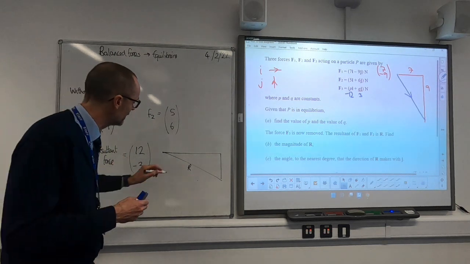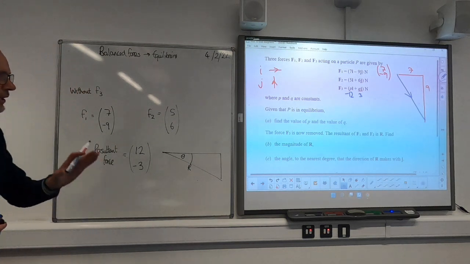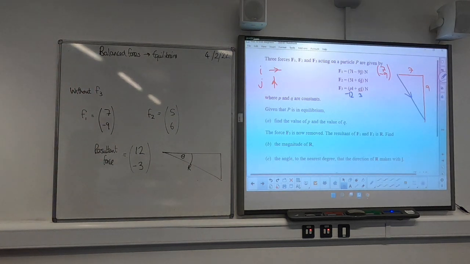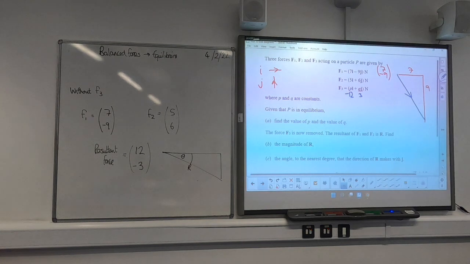We did that last year. Now this angle here is the angle with the horizontal. I'm going to use tan to work that out, but you've just got to make sure you answer the question. That angle isn't actually the final answer to part C. Do you need to work that out? You do need to work that angle out and then use it to work out the answer to part C.